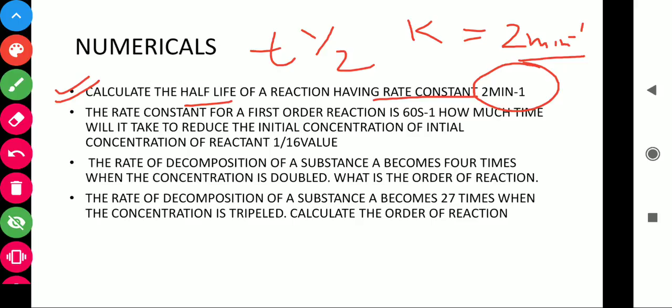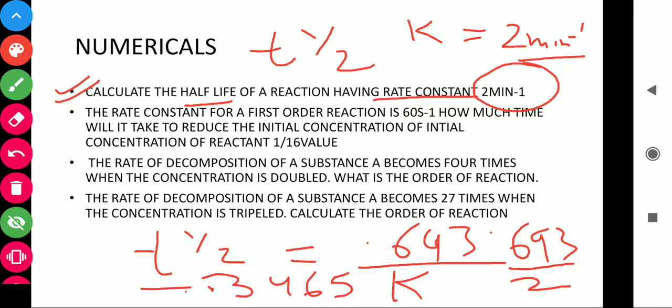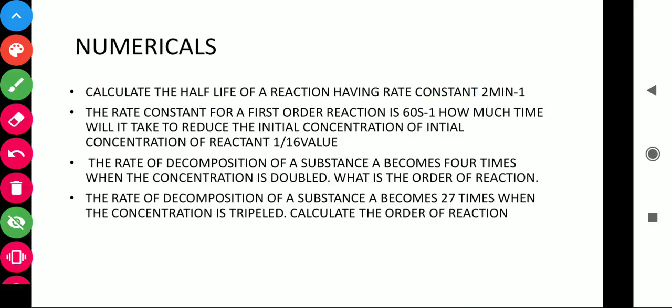So how can we calculate the T half? T half for a first order reaction is equal to 0.693 by K. We will keep 2 in place of K, 0.693 by 2. And when we divide, it becomes 0.3465. This is the T half and the unit will be minute. In this way, we can calculate the half life.